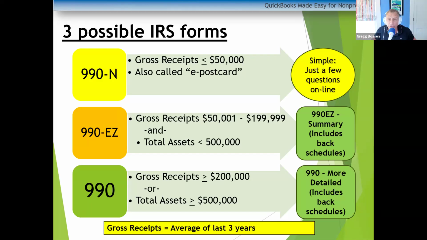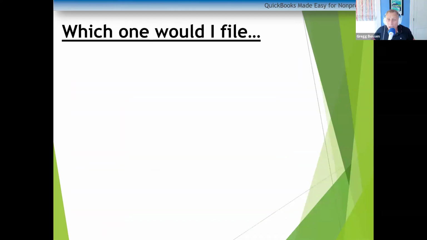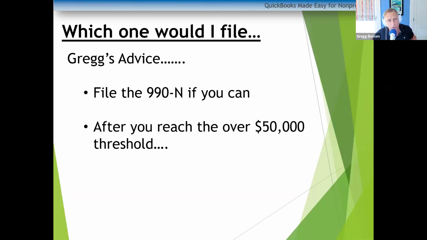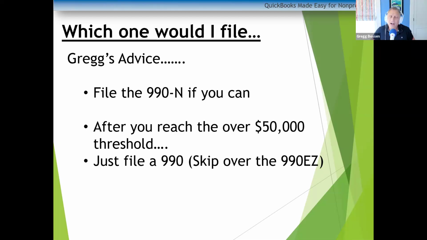I don't care whether you do a 990 EZ or a 990. My point is, if you're calling me up for advice, I would say file the 990N if you can when you're just getting started. Unless you're going for grant monies, then go ahead and file the 990, because it'll be better information to give to your funders. It'll make you look better. Even if you can file a 990N, they'll always let you file a 990. But once you get over that $50,000 threshold in average gross receipts, file the 990. Skip over doing the 990 EZ.